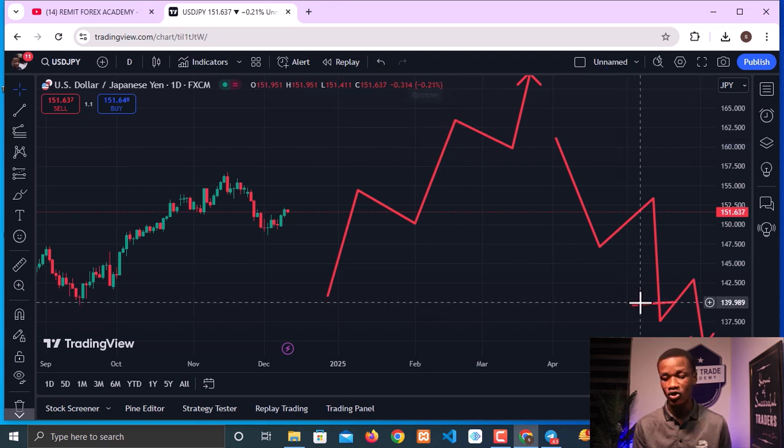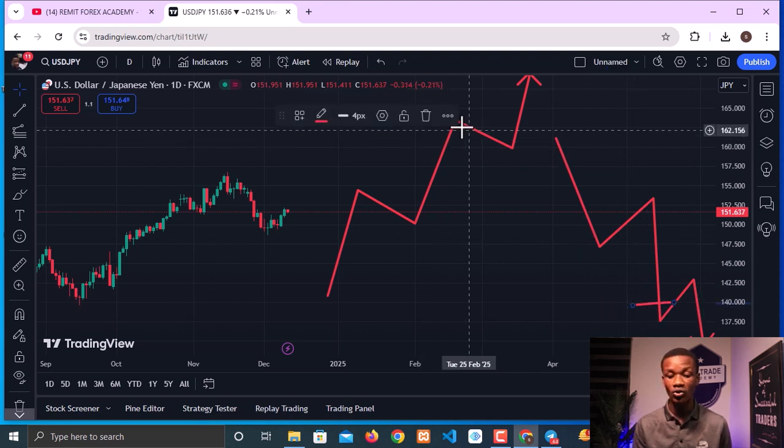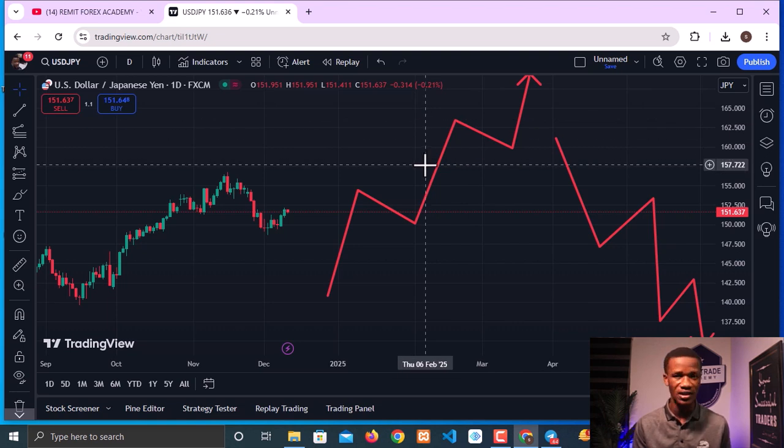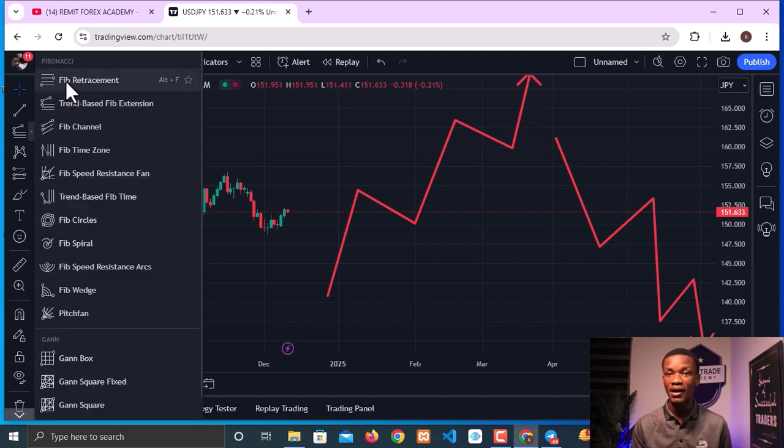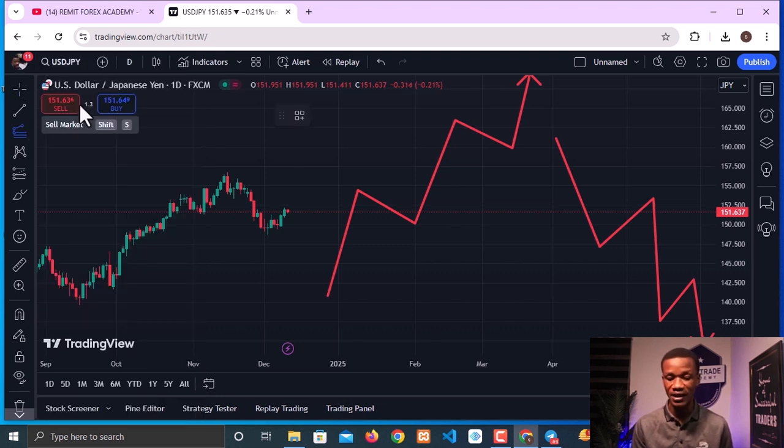The next thing is, how do you pick this tool and how can you draw it on your chart? It's very simple. All you need to do is to come right here to the Fib level. We have the Fib retracement. Right here is the trend-based Fib extension. So you just left click to pick it.